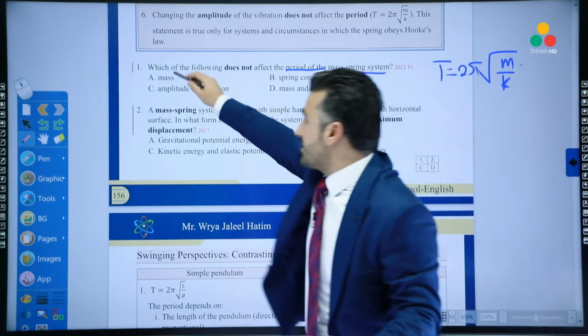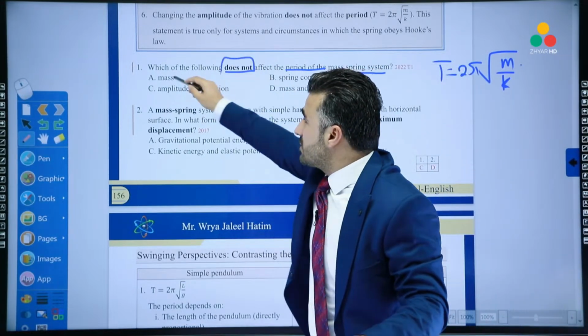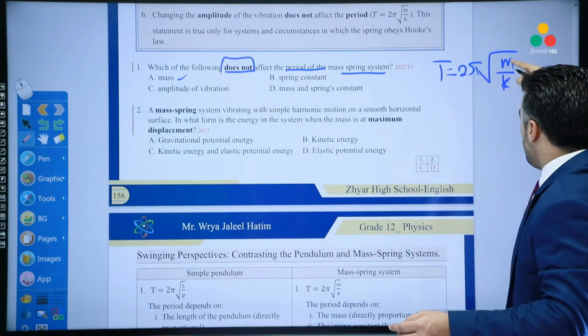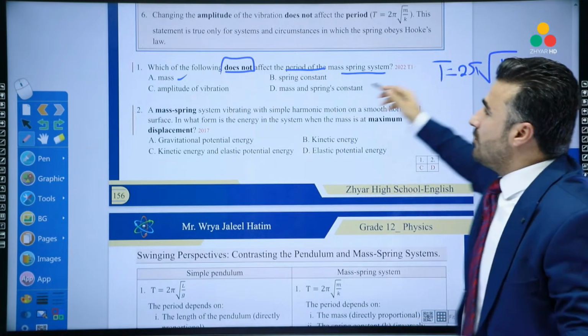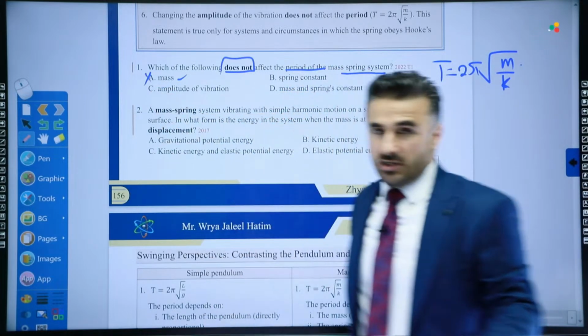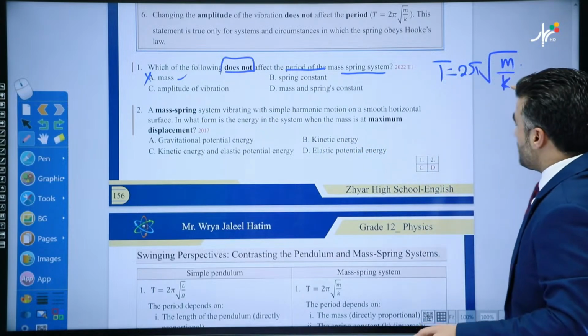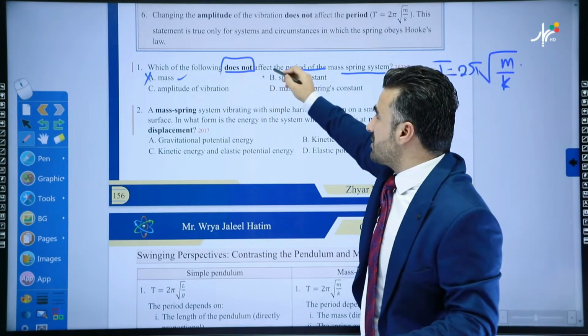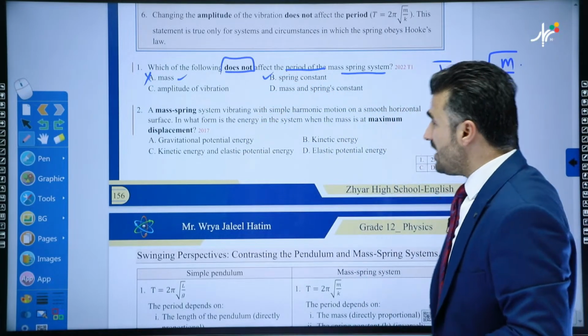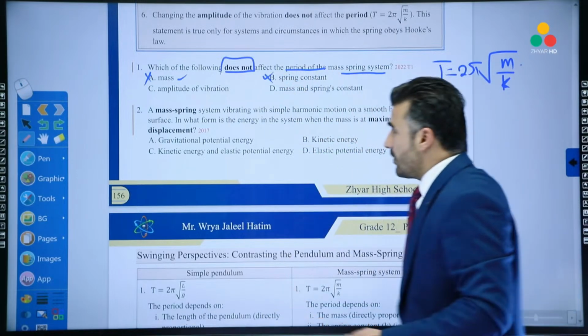So the first one says the mass. Which one does not affect it? Will the mass affect it or not? Because there is a mass in the equation, it will affect it, which is incorrect. Next, the spring constant. You see that there is a spring constant in the equation, so of course the spring constant will affect the period. So this is incorrect as well.